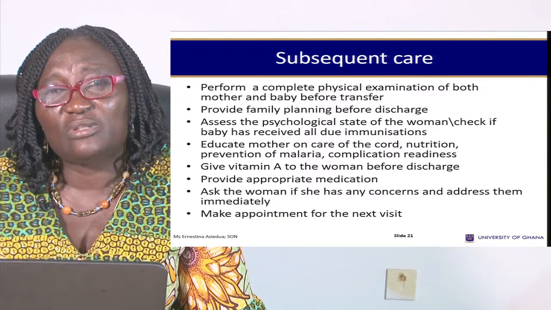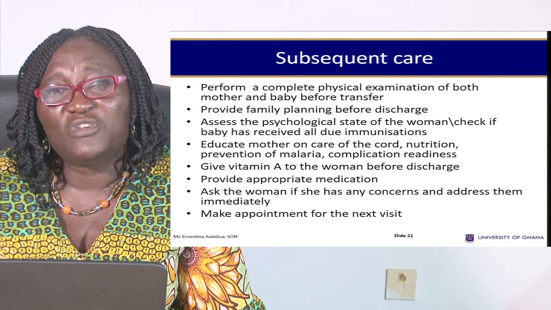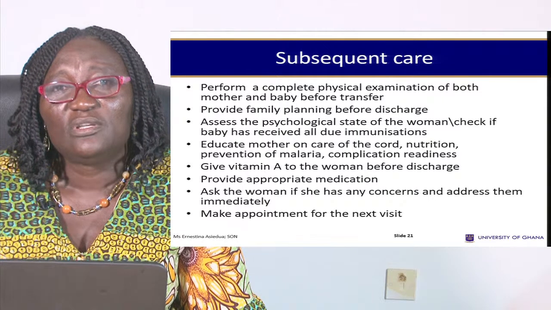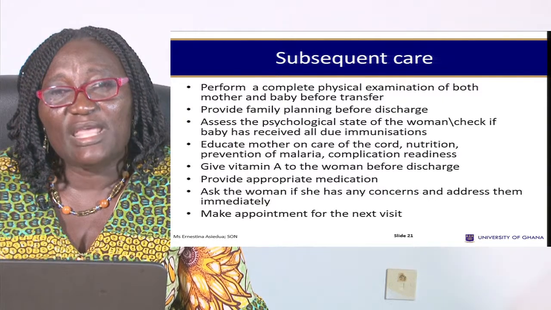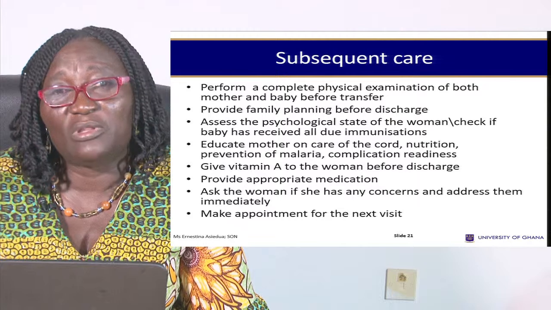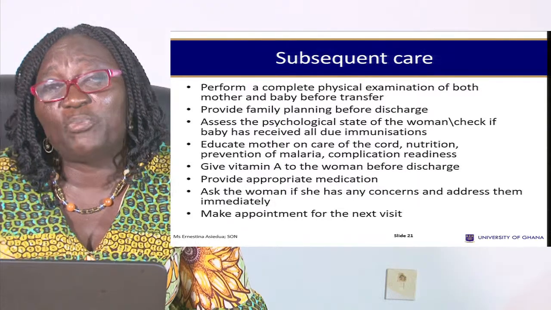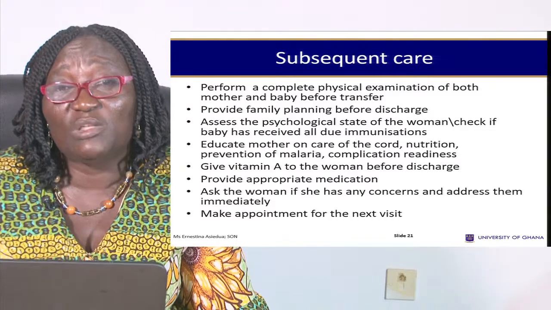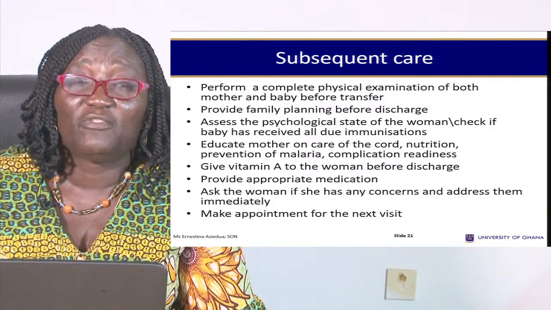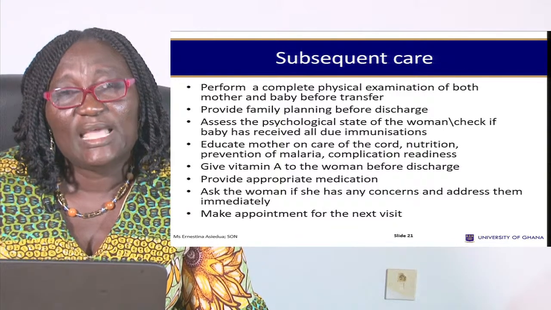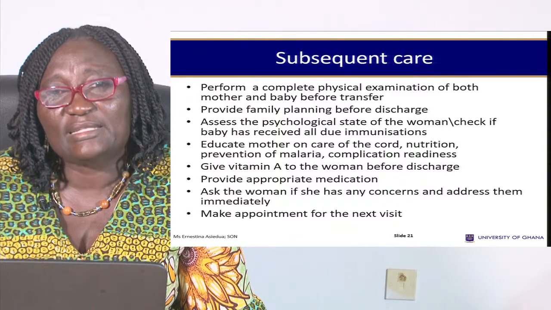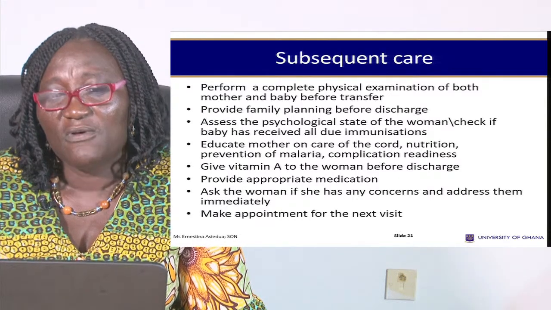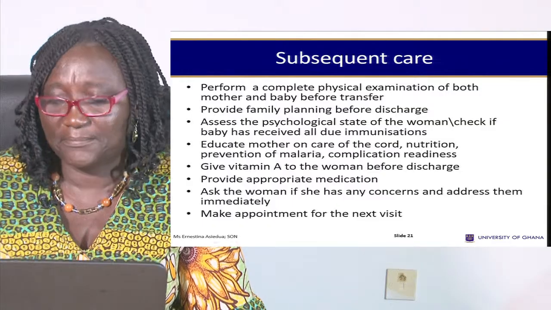Assess the psychological state of the woman. Check if the baby has received all due immunizations. You educate the mother on care of the cord, nutrition. Vitamin A is given to the woman depending on the facility. Provide appropriate medication. Some, for routine, give antibiotics when the woman is discharged from the labor ward. So you do that. You ask the woman if she has any concerns and address them immediately. And then you make an appointment for the next visit.